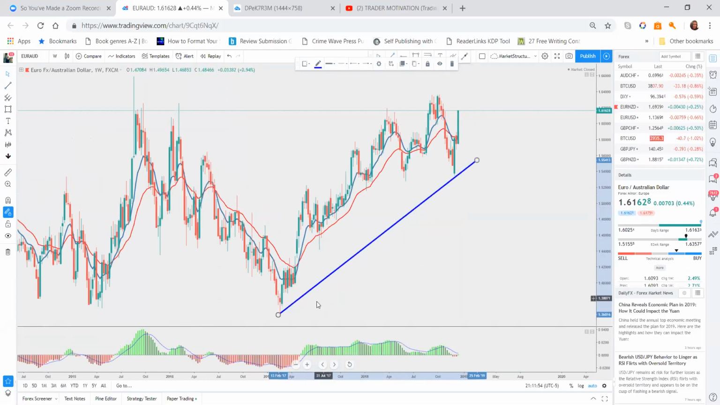Okay, some rules about trend lines. 2 touches makes a valid trend line. So we have 2 touches of the trend line. 3 touches confirms the trend.